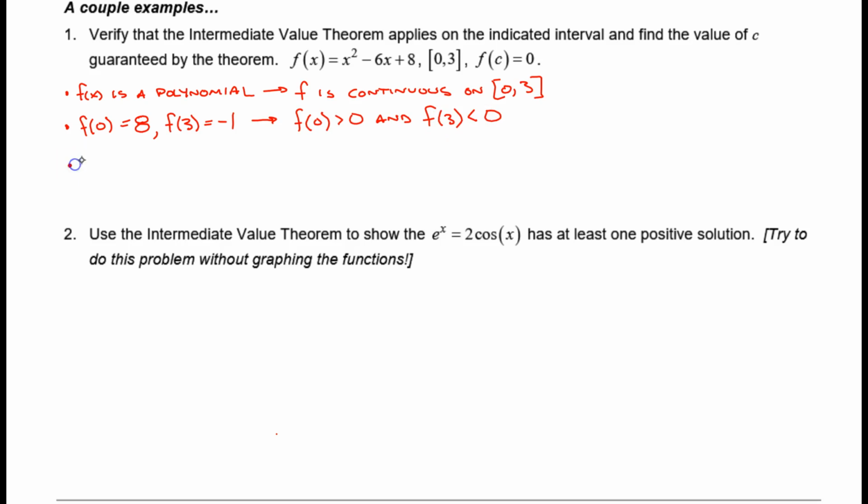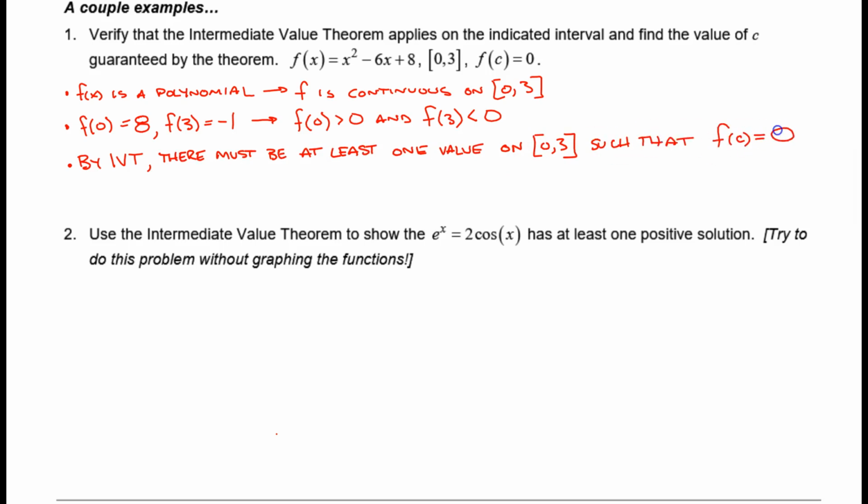So now we can say, by the intermediate value theorem, there must be at least one value c on the interval from 0 to 3 such that f of c equals 0. So there's got to be at least one value on that interval where the output of the function is 0. That's because at the left endpoint, the output is greater than 0, and at the right endpoint, the output is less than 0. Because the function's continuous, it must go through 0 at some point.